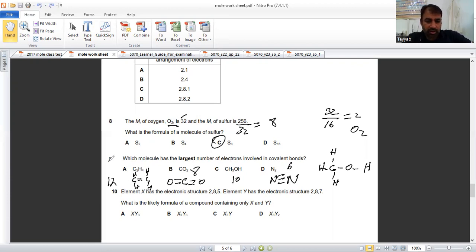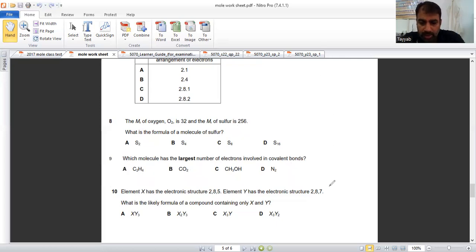6 electrons involved in bonding. So it is 1, 2, 3, 4, 5, 6. 6 twos are 12. The largest number of electrons involved in bonding is in the case of A. Hope you are clear how to see the shared electrons.